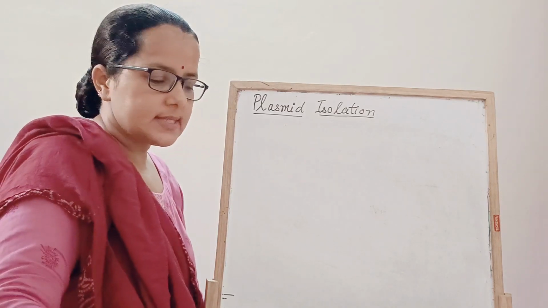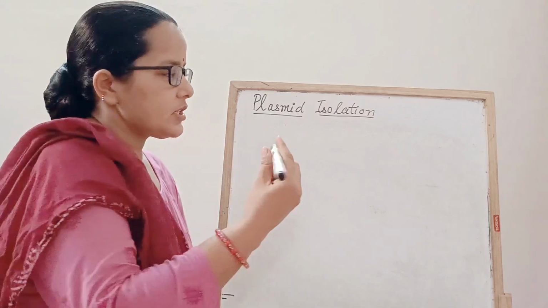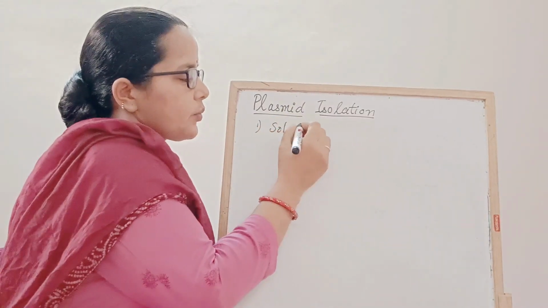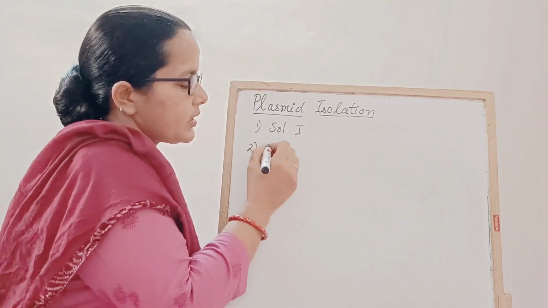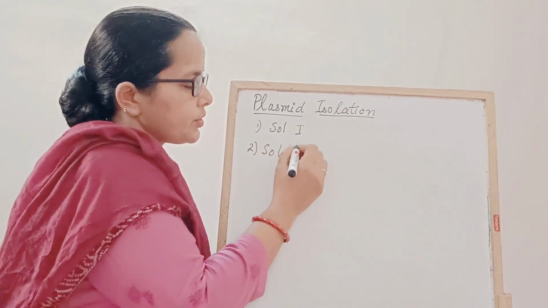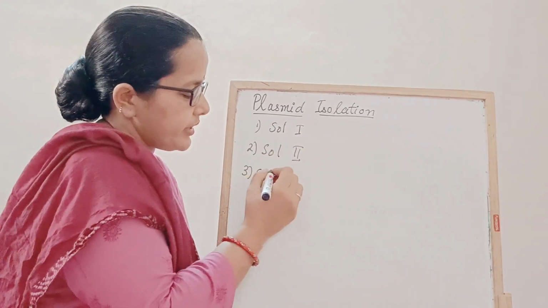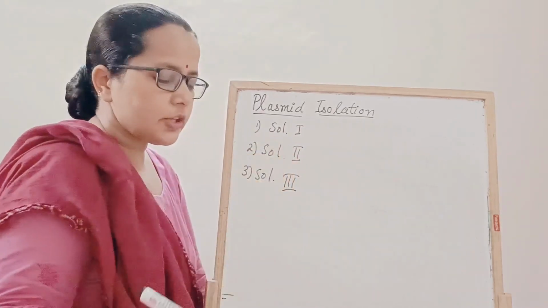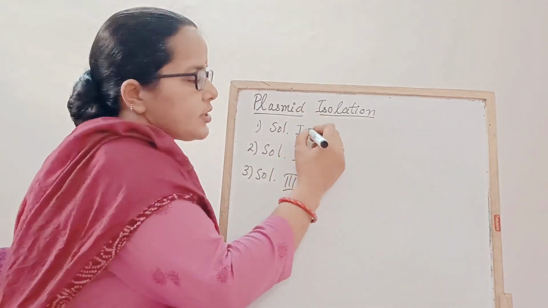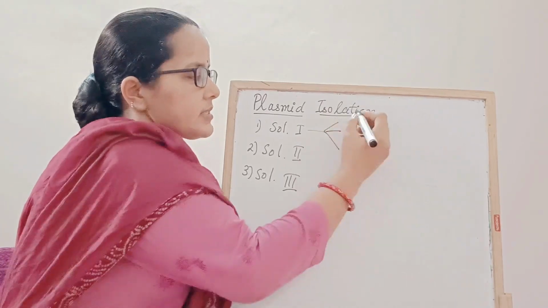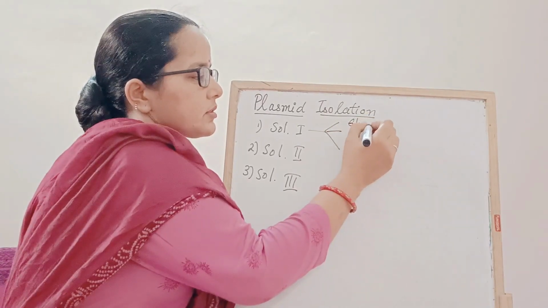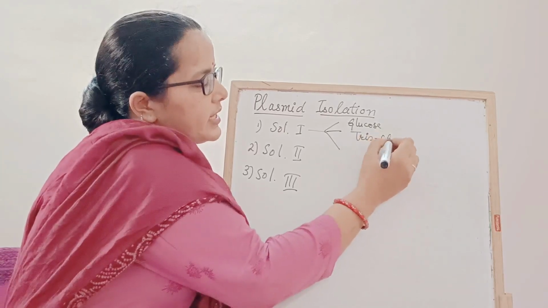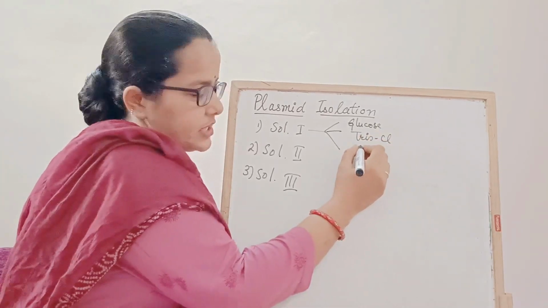In alkaline lysis we need to have three solutions. The first one is solution 1, the second one is solution 2, the third one is solution 3. So what is solution 1? Solution 1 is a combination of three things: glucose, Tris buffer, Tris-Cl, and then EDTA.